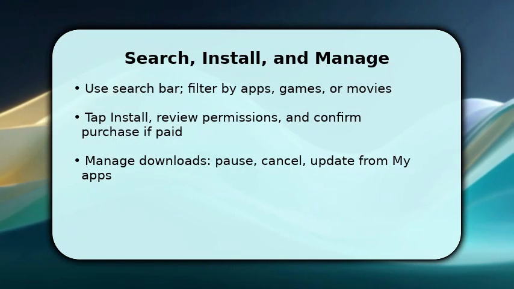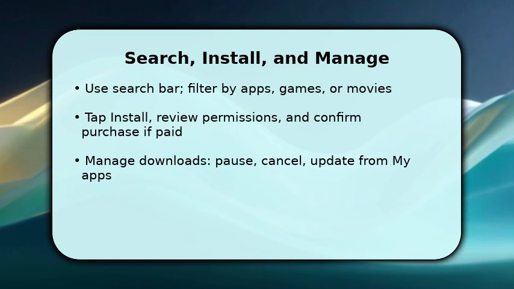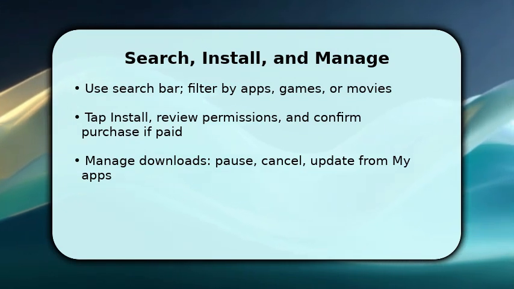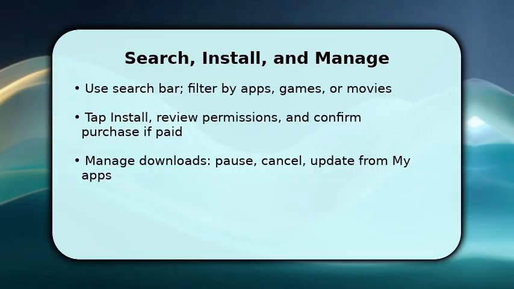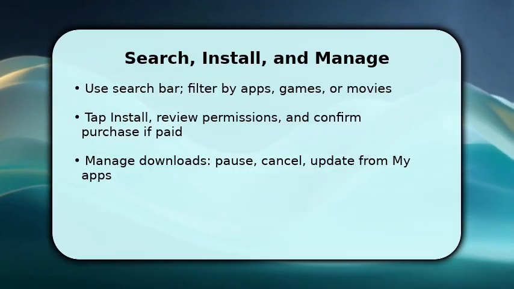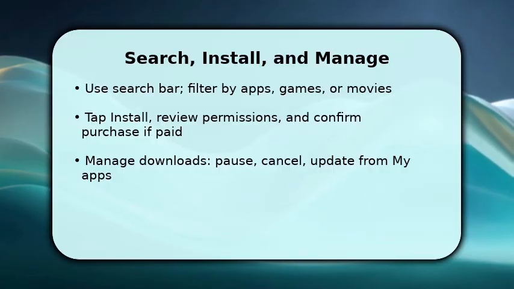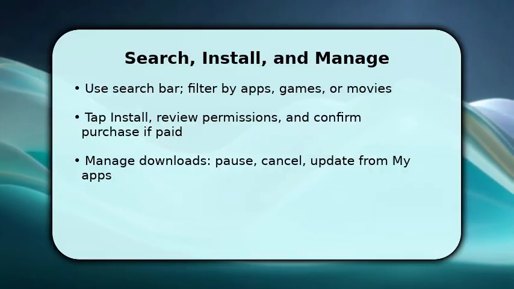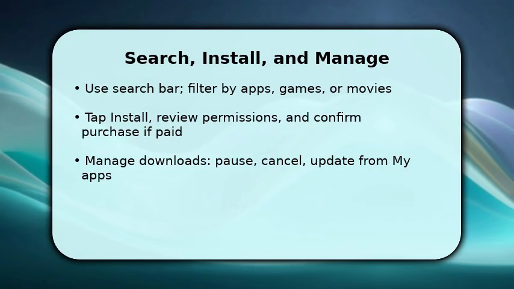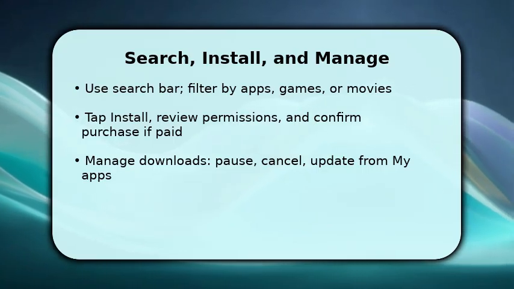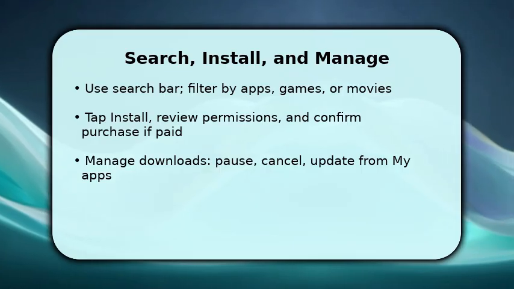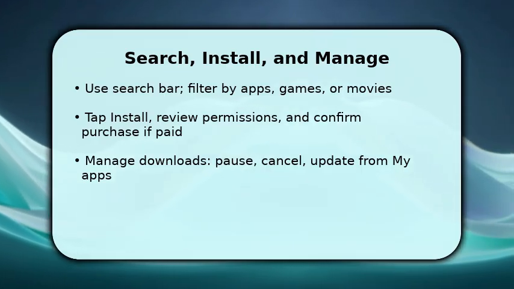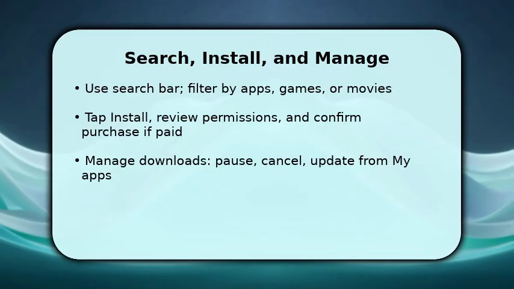You will search using the bar at the top. Type app names or categories and use filters to narrow results. Once you find the app, tap Install or the price to begin, review permissions, and why they are requested before you confirm payment for paid items. After starting a download, monitor progress in the notification shade or the My Apps and Games section. If you need to pause, cancel, or prioritize, do that from the same place so downloads complete without wasting data.